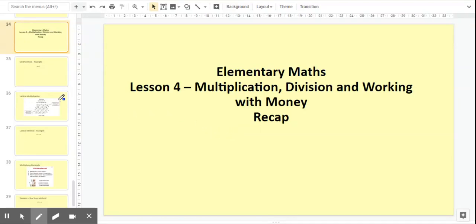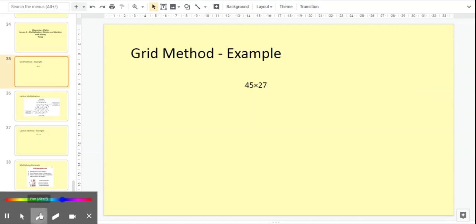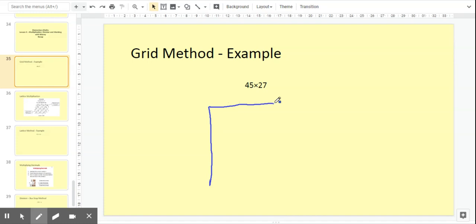Hi, to recap lesson 4, where we worked mostly on multiplication and division, we did a few different methods. The first method we talked about was called the grid method. For that method, we take each number and split it into the tens and the units. We set up our grid. So here we've only got tens and units, so we only need 4 boxes.